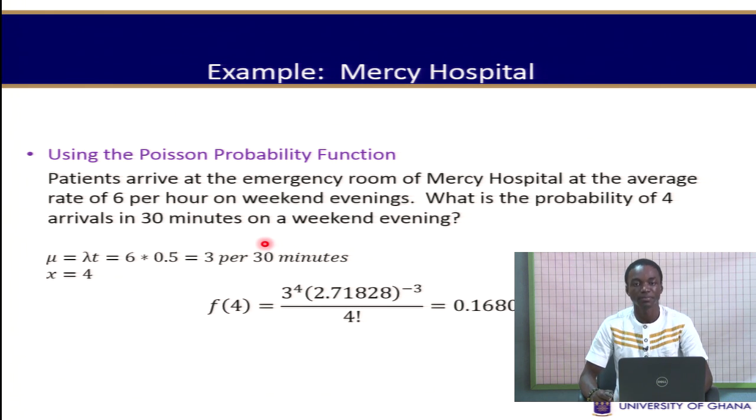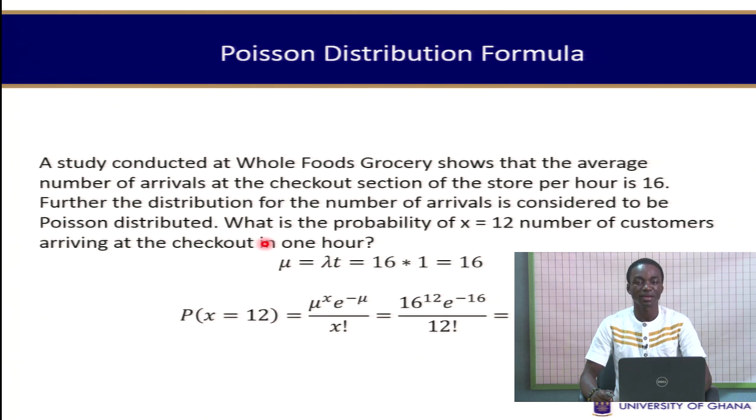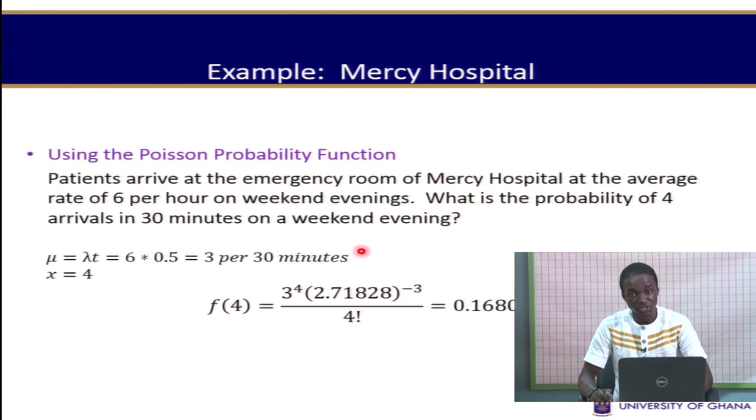As you can see, in the previous question, the preamble said the arrivals per hour is 16, and the question demanded that we find 12 customers arriving per hour. In other words, the interval that was given in the preamble was the same interval that was given in the question. But in this question, the interval given in the preamble is on a per hour basis, but the question is asking for a probability of 4 arrivals in 30 minutes.